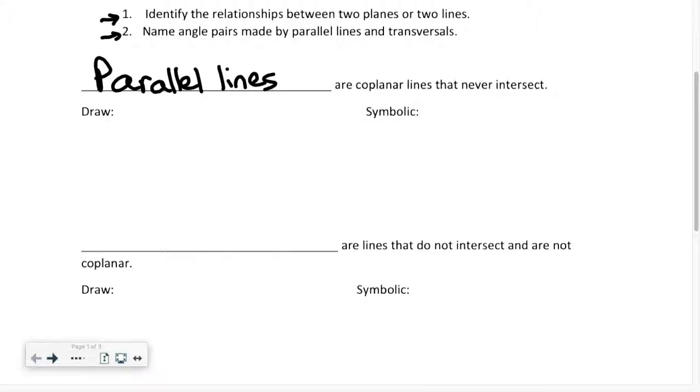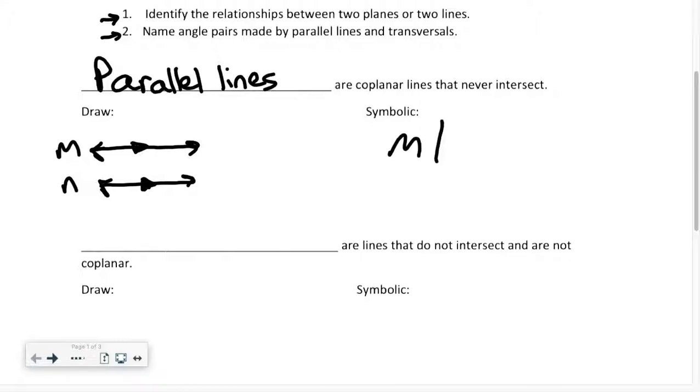Parallel lines are coplanar lines that never intersect. So we can have an example. Parallel lines here. These two lines, M and N, are parallel. The symbol that we can use is one of these filled in arrows, going the same direction here. That's the symbol we use to say that those two lines are parallel. And if we were going to write it in symbols, we could say that M is parallel to N. That's how we would write it symbolically.